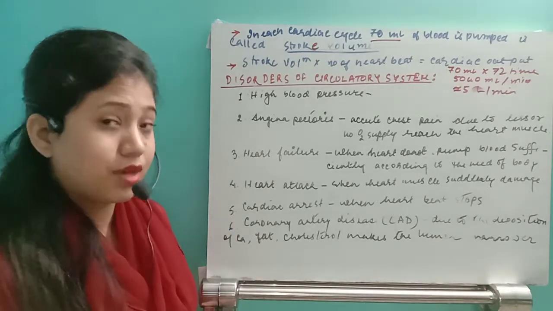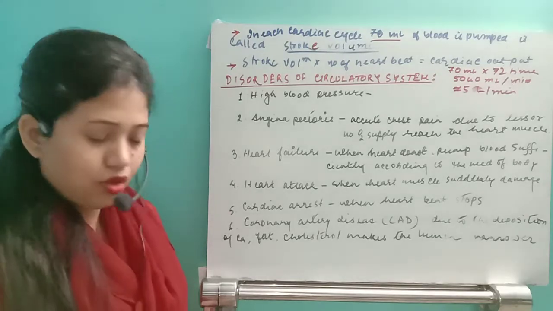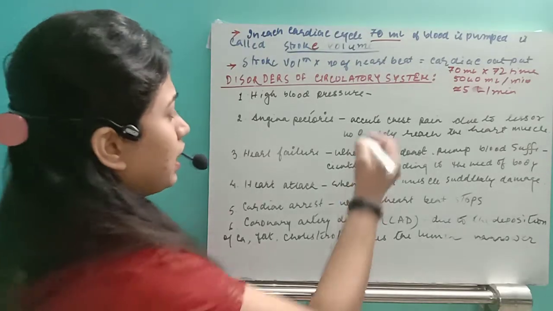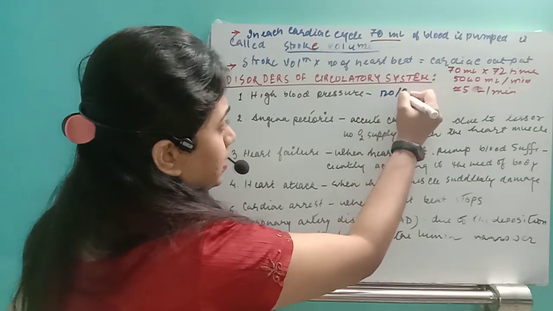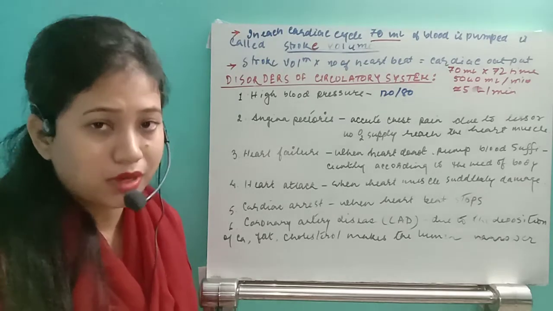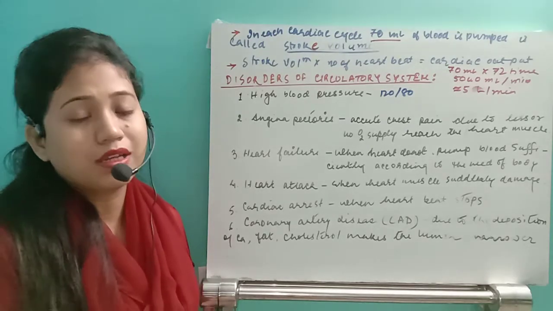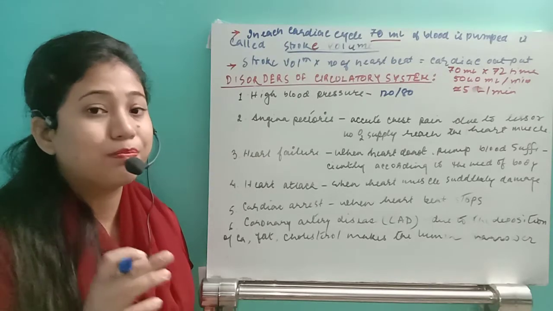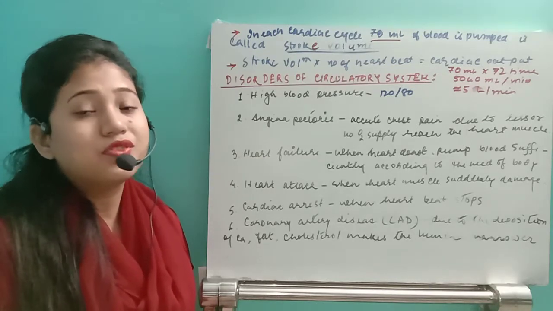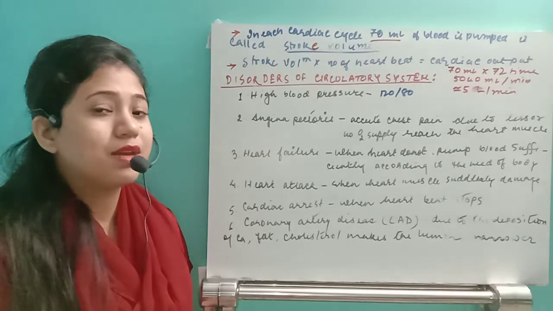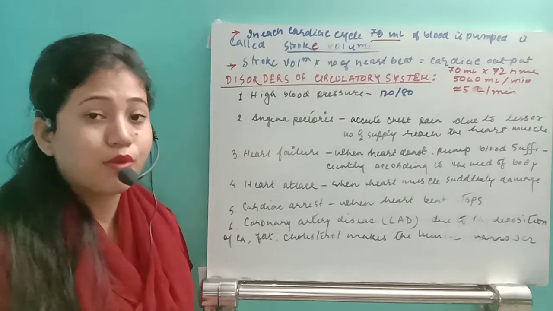What is high blood pressure? What is the normal pressure? The normal pressure is 120 by 80. Now what is 120? That is 120 millimeters of mercury, the pressure given by the heart in the arteries during systole. Whenever the heart pumps, the blood gives pressure or stress to the wall of the arteries, around 120 mm of mercury.